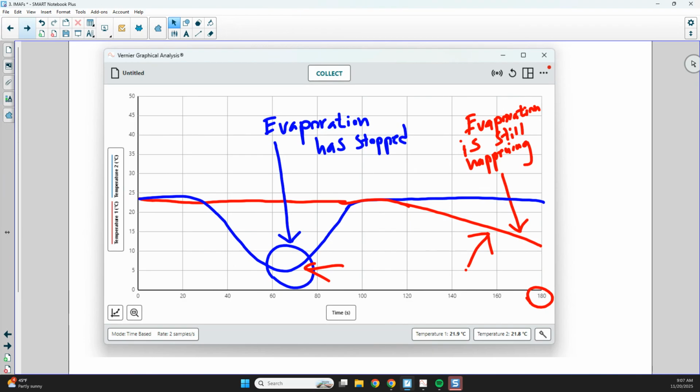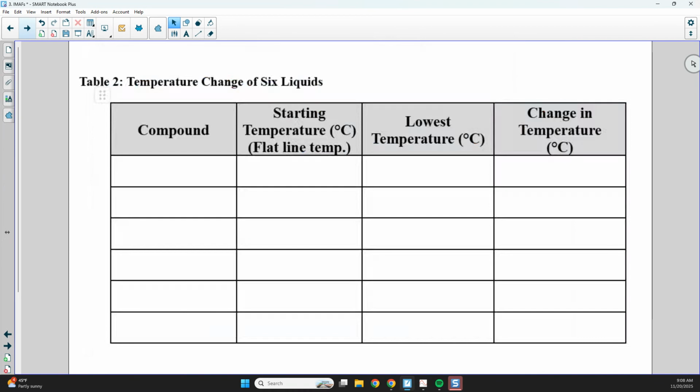So as it says there, record the starting temperature for each line in data table 2, and then press collect again and continue collecting data for the line or lines that were still dropping. Okay, step 8 says after stopping data collection, record the starting temperature from the flat line and the lowest temperature for each of the 2 liquids in data table 2.